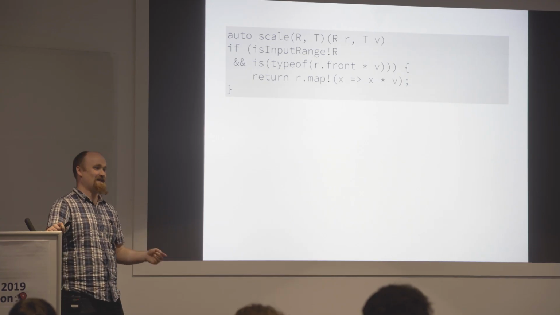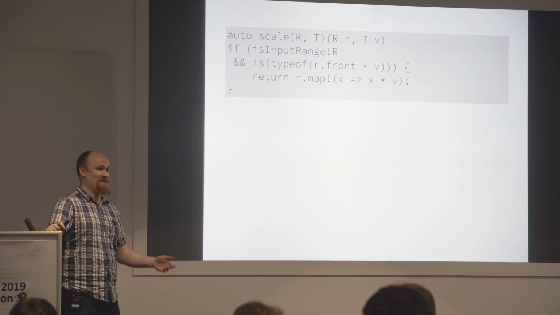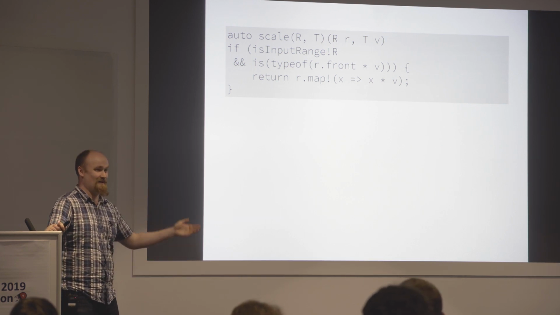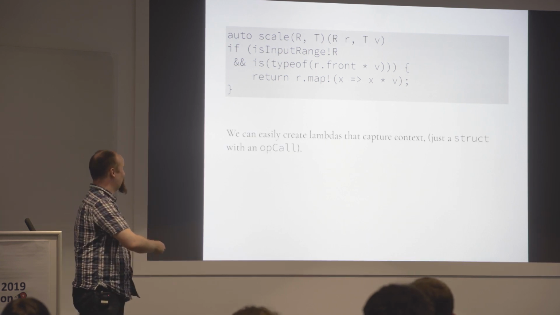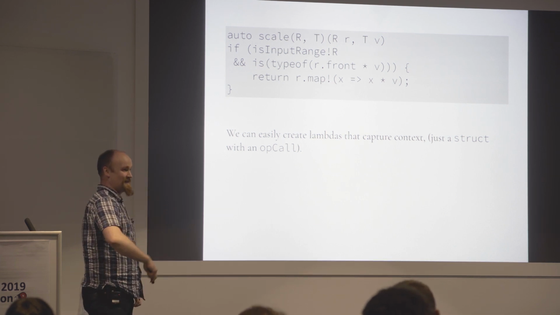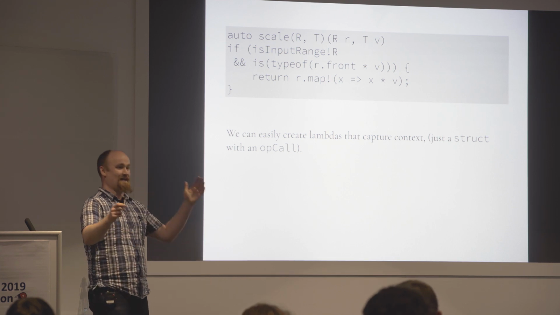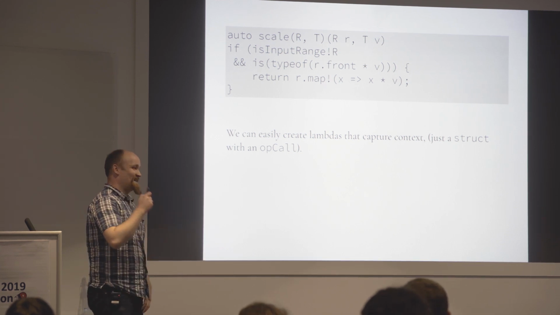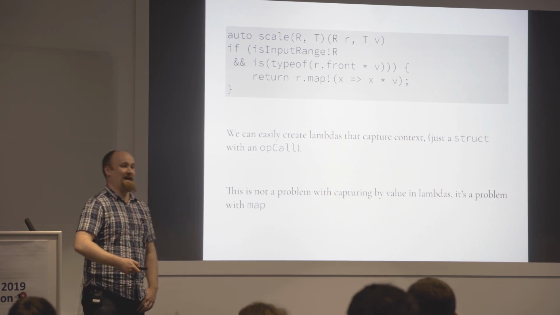That actually, it turns out, is completely missing the point. It's really easy to capture a variable by value and create a callable out of it, indeed. That is not a difficult thing to do. It's just a struct with an op call. You just create a struct, you put the V in it, you put an op call on the struct, bang. That's completely equivalent.